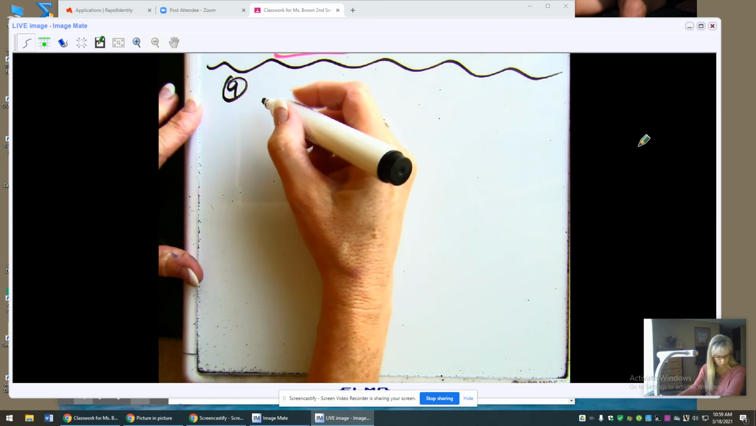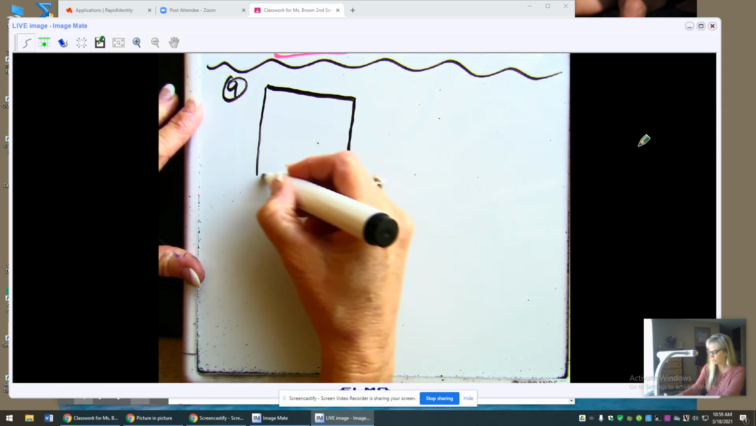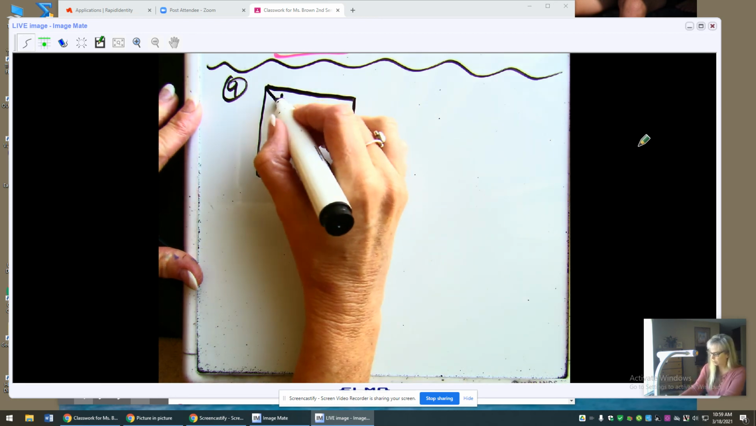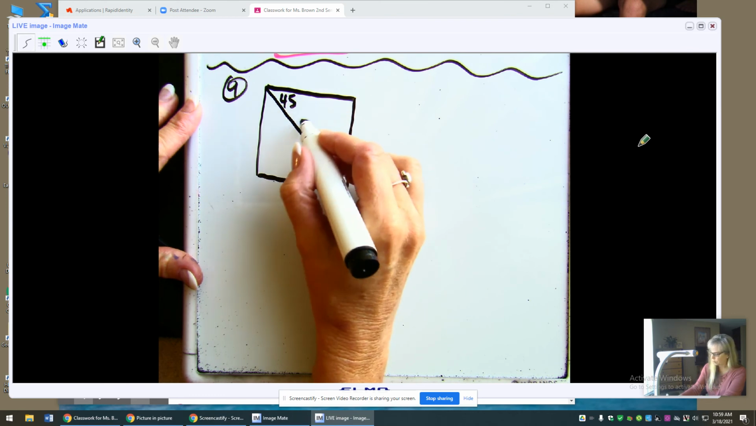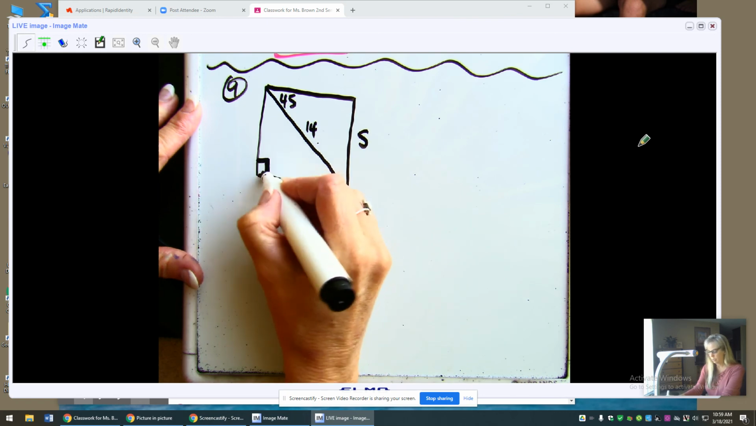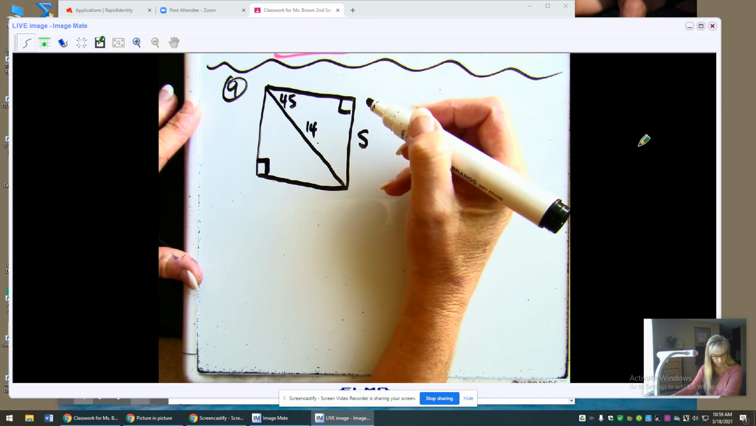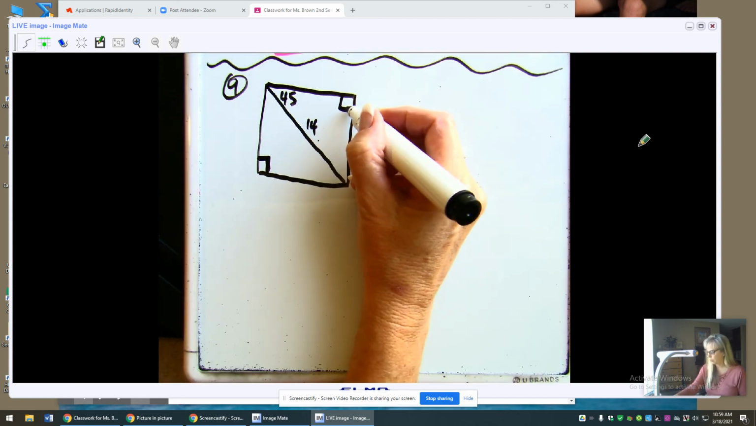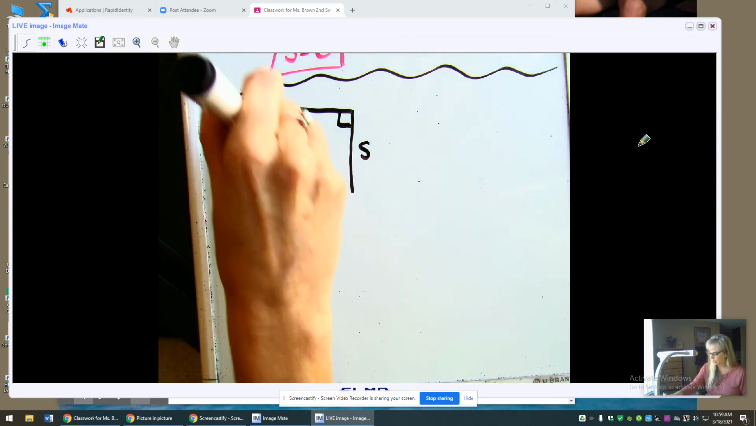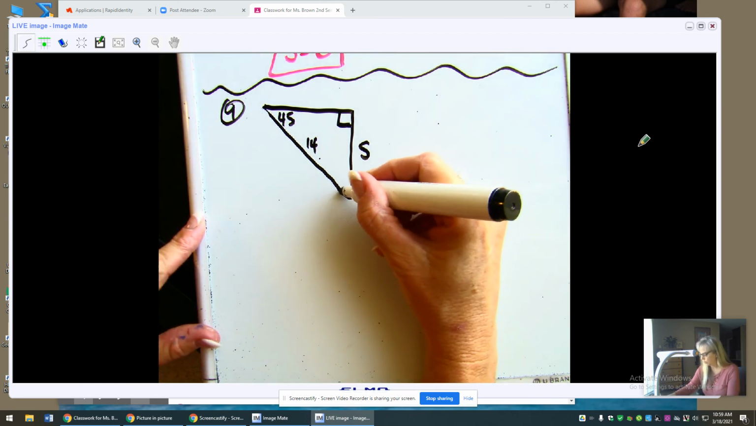Number 9 looks like a square. Doesn't matter what it looks like, but we could prove that that's a square. Anyway, we've got 14 here, S over here, that's 90 degrees. This is also 90 degrees. Kind of wishing they had drawn that in, but anyway. I don't need this guy. That's not useful. It's almost like they're trying to confuse us.